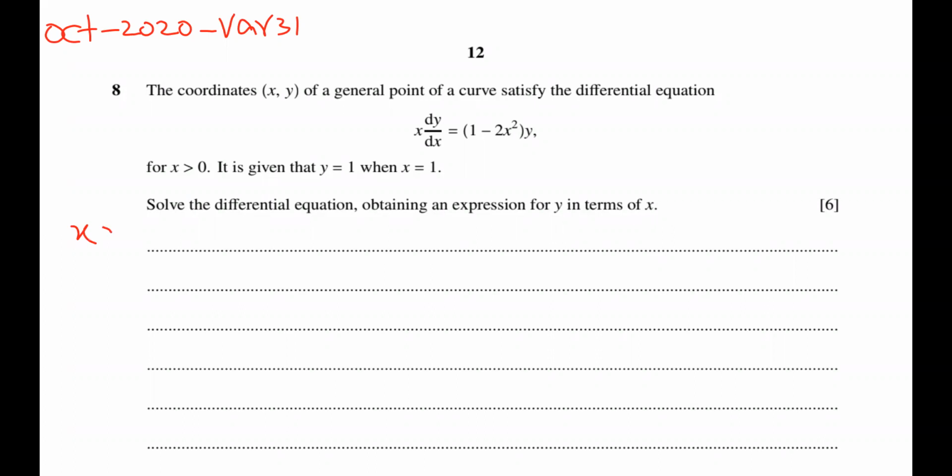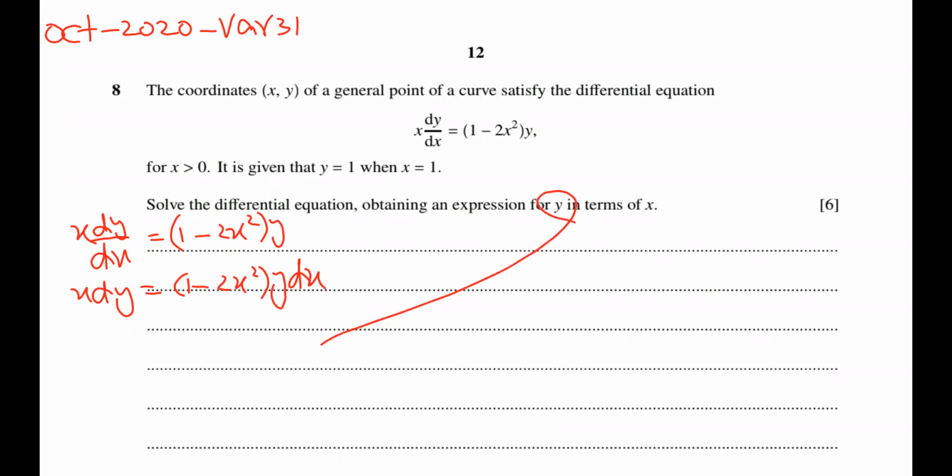So first of all, step number one: separation of variables. This dx is multiplied there. Now, how many y's? Because y is the subject, this y will come alone here, and this x will come alone here.